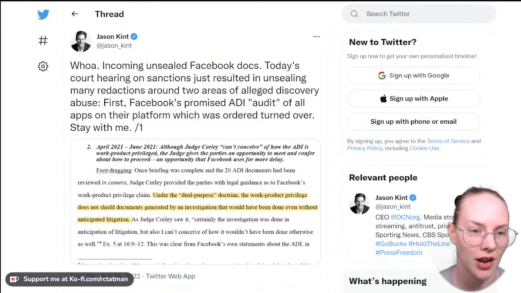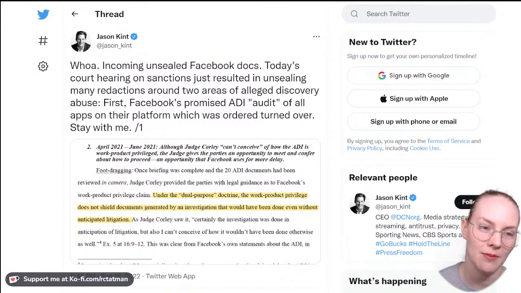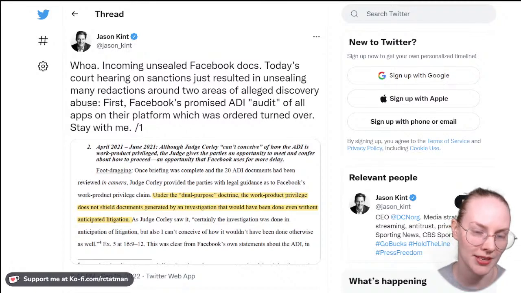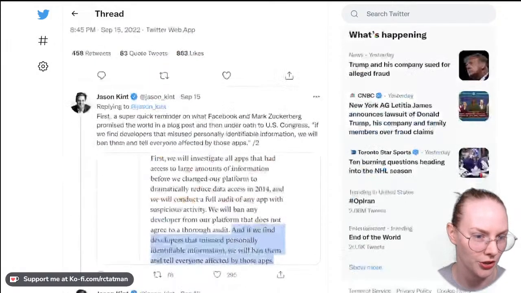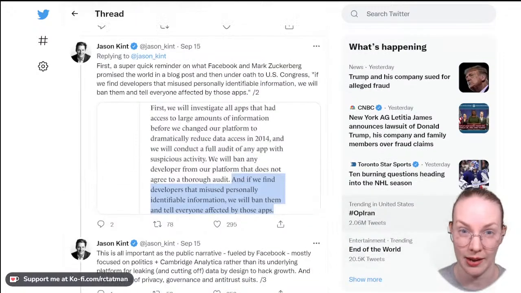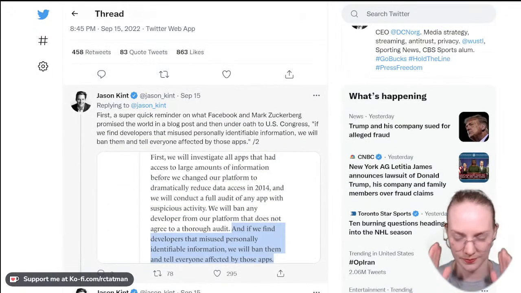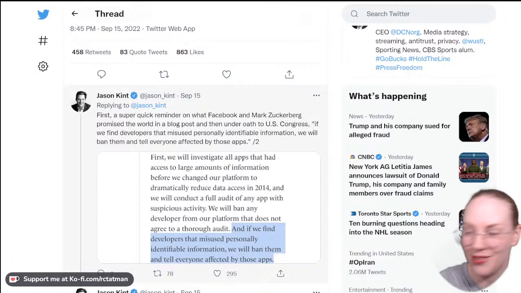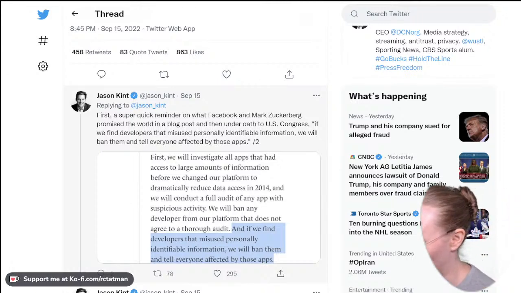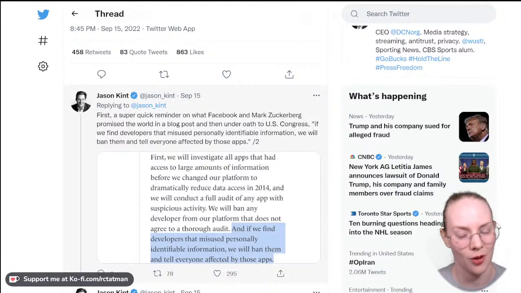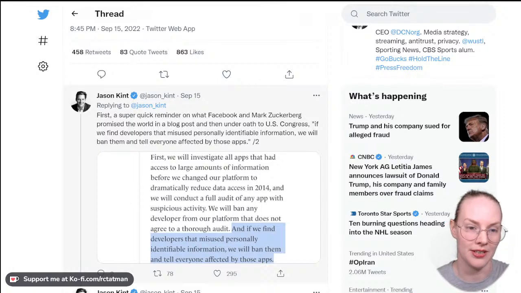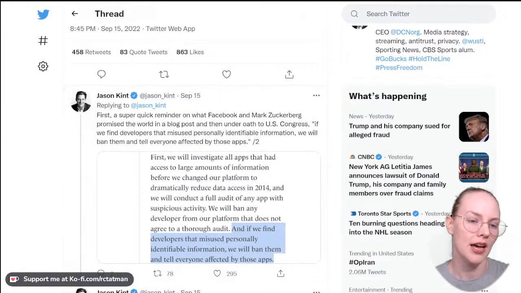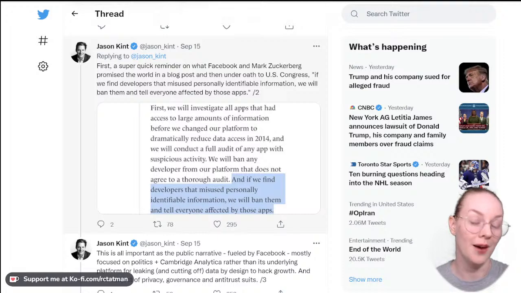So these are from a court hearing on sanctions that resulted in unsealing many redactions around 2 areas of alleged discovery abuse. First, Facebook's promised audit of all apps on their platform, which was ordered turned over. Right, so basically this was after the Cambridge Analytica stuff, where one of the researchers of the Cambridge Analytica was a fellow of the ACL, Association for Computational Linguistics, right? So directly relevant to the field of NLP. And basically after that happened, it was found out that they'd collected and used a bunch of personal data to target stuff and try to affect the 2016 elections. That was a big issue.